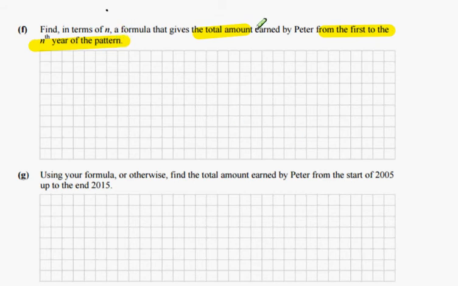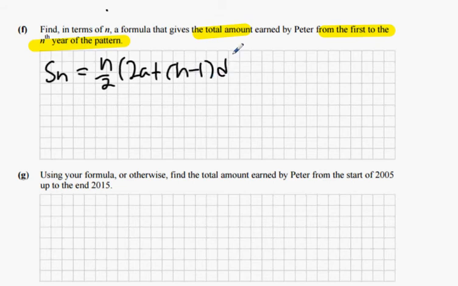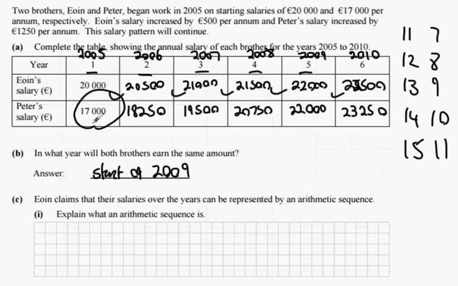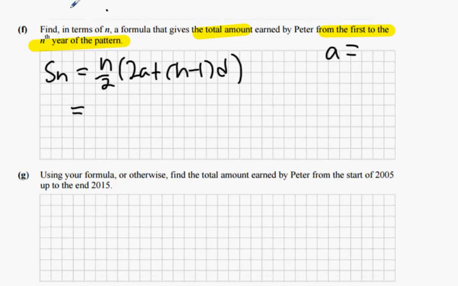Okay? So we look up our Sn formula. It's the Sn formula for an arithmetic sequence: n over 2 times 2a plus n minus 1 times d. Everybody alright with that? Now what happens next? What's our a value for Peter? 17,000. And how much does he go up by each year?